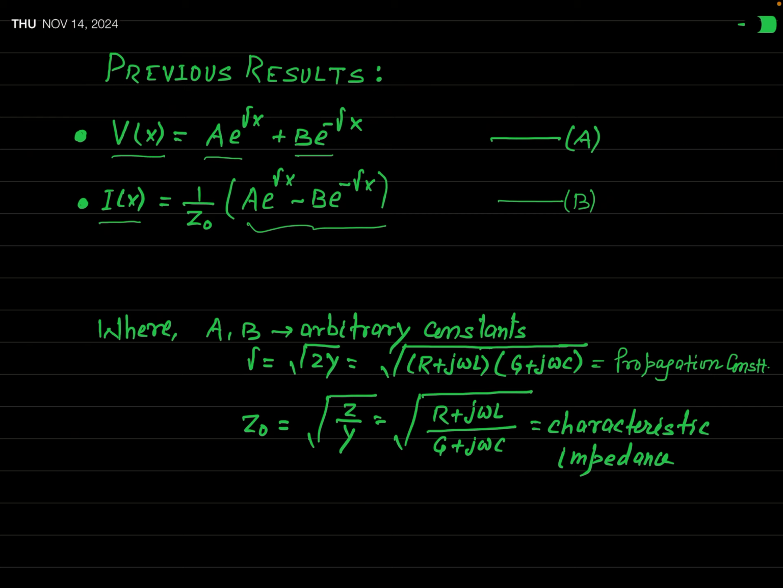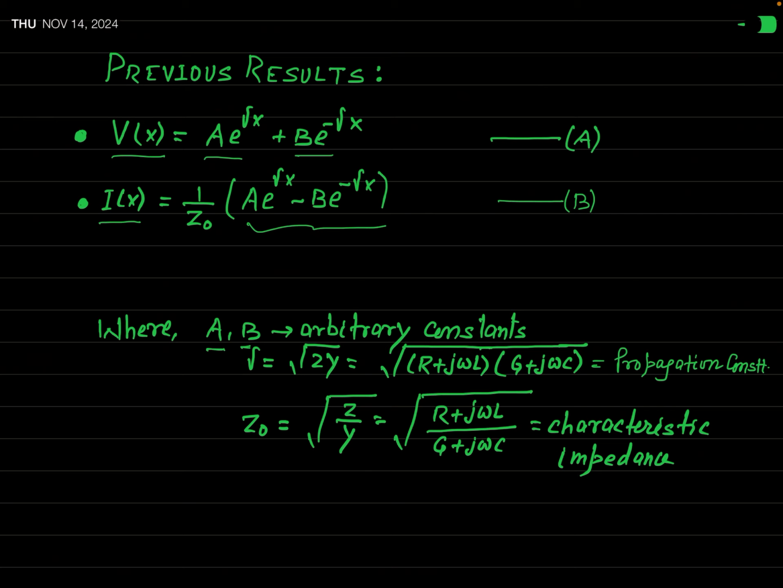In these two equations, A and B are arbitrary constants, or you can say integration constants, because the original differential equations obtained in terms of V and I were second order ordinary differential equations with constant coefficients, so these two A and B appear as integration constants. Definitely these integration constants will be obtained by applying the proper boundary conditions. So in this lecture, we will see how these constants A and B can be obtained.